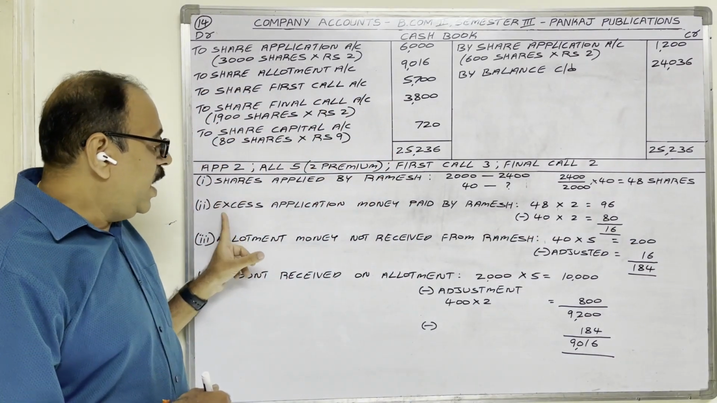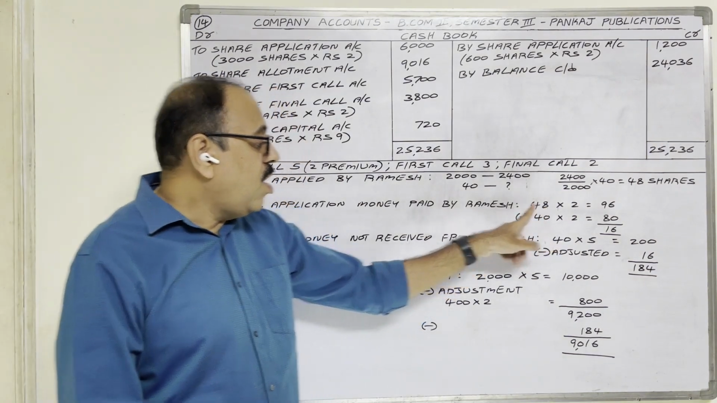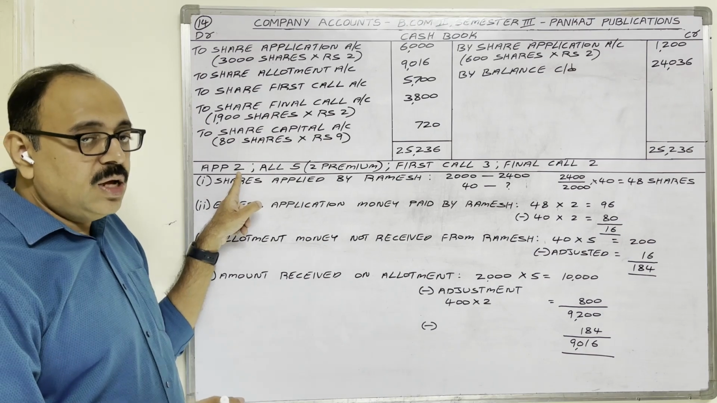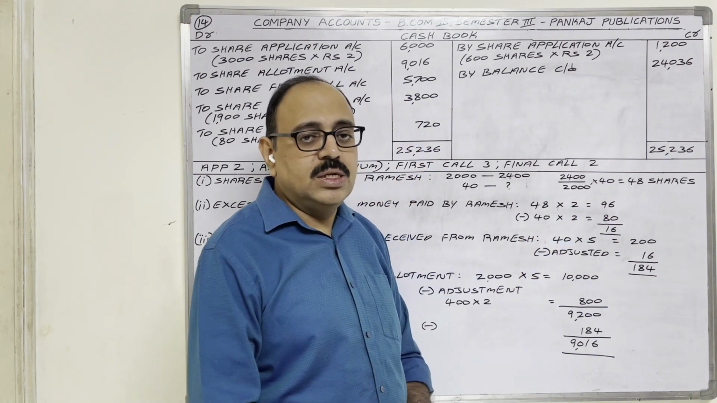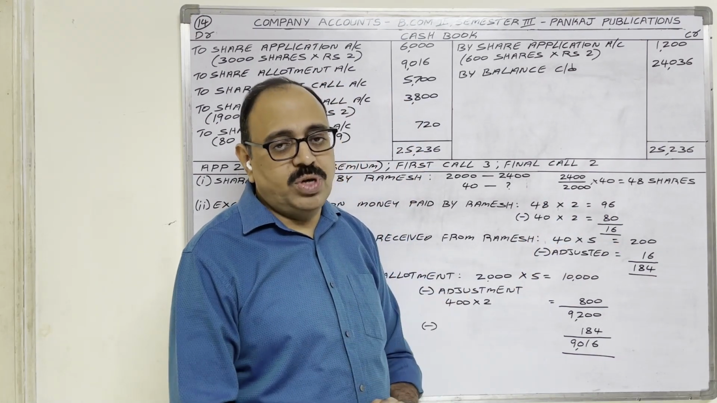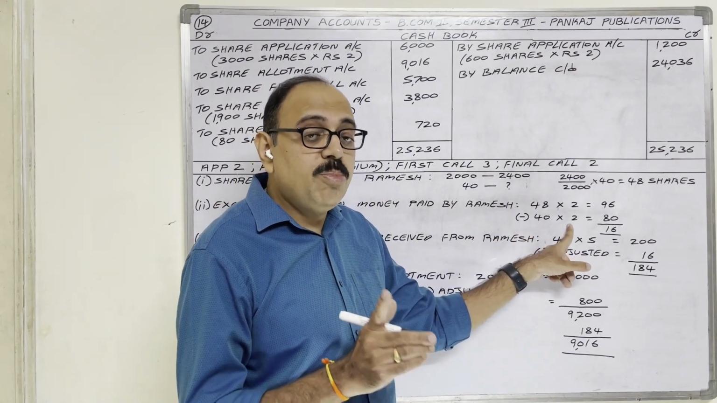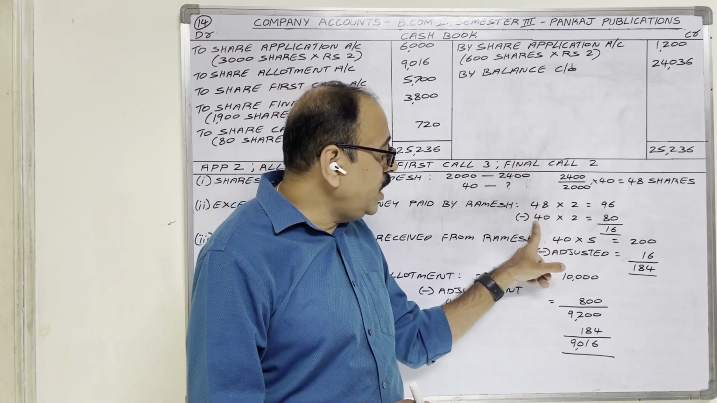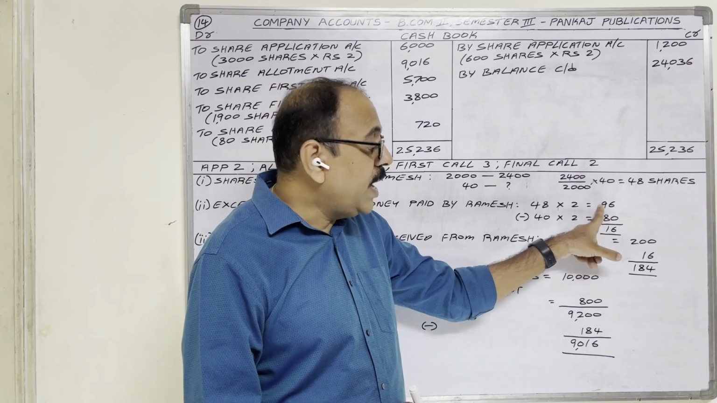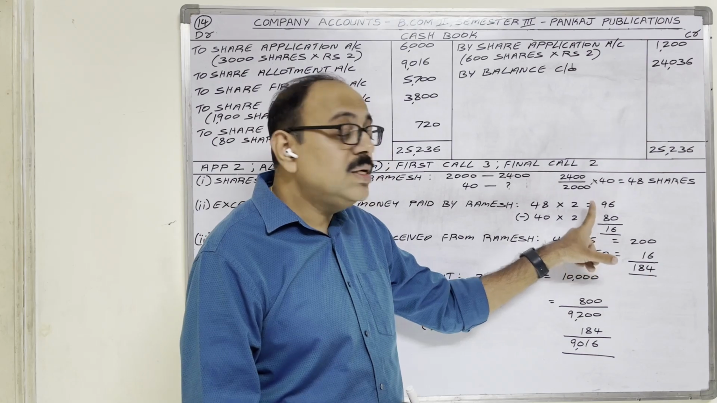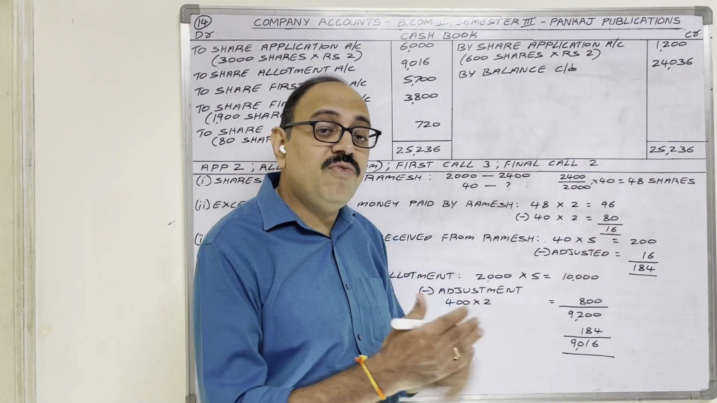Next calculation, excess application money paid by Ramesh. Ramesh applied for 48 shares. On one share application money is 2 rupees. How much application money did he pay? 48 shares into 2 rupees each, 96. But the company is allotting only 40 shares to him. On 40 shares only he is supposed to pay application money. So how much application money should he actually pay? 40 shares into 2 rupees each, 80. So 80 rupees he should pay, 96 he paid. How much extra did he pay? 16 rupees.